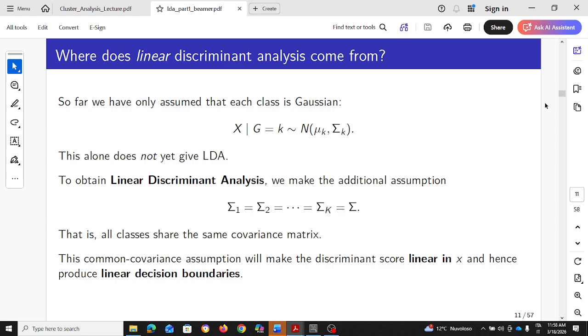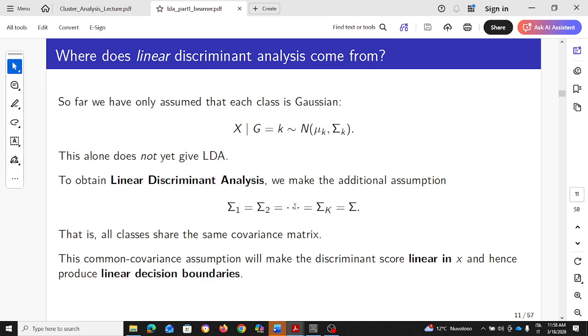Okay, so our first assumption was to use this Gaussian assumption, but for LDA this is not enough, just this assumption. We also assume that all of the covariance matrices for every class are equal. Okay, so they have the same covariance matrices.